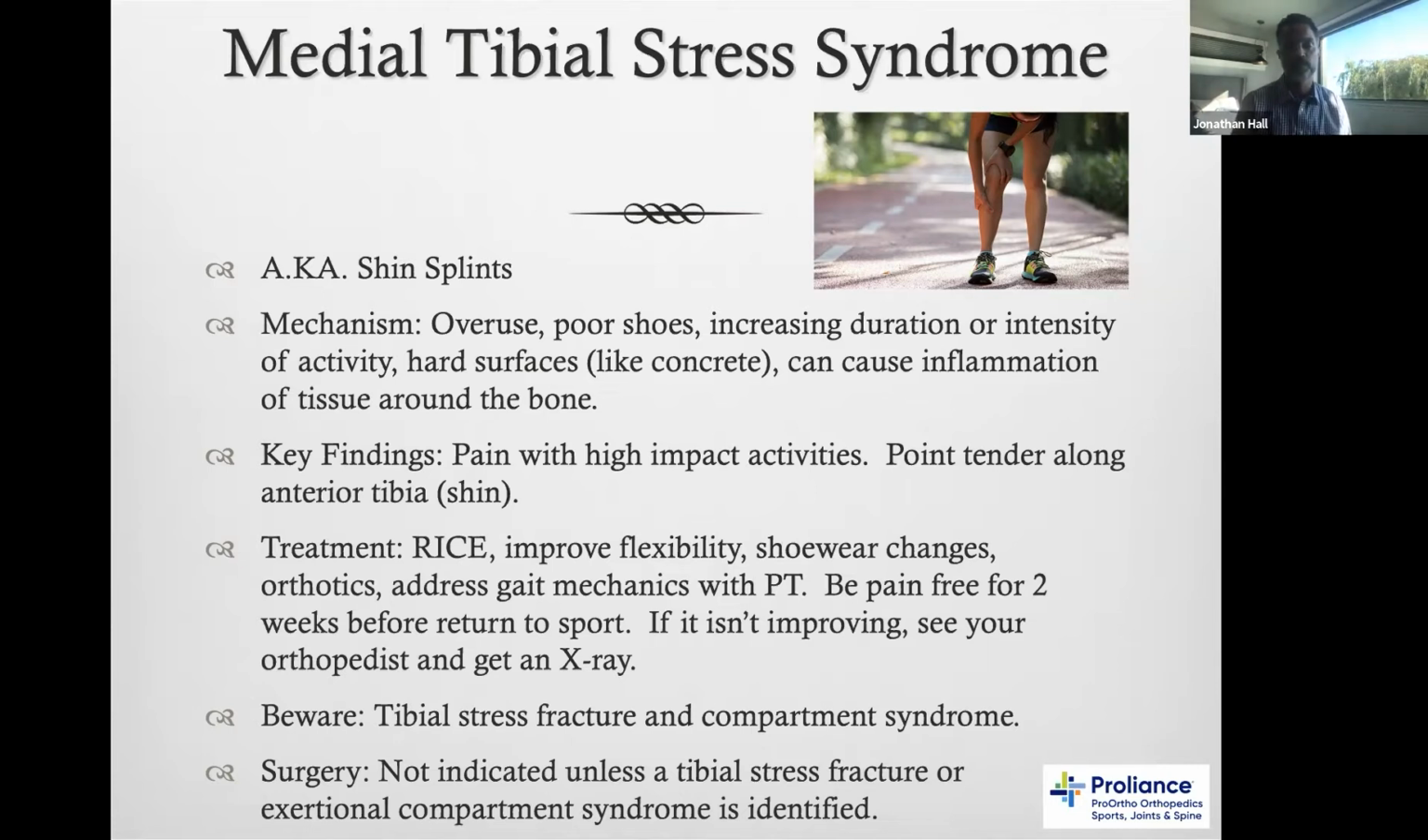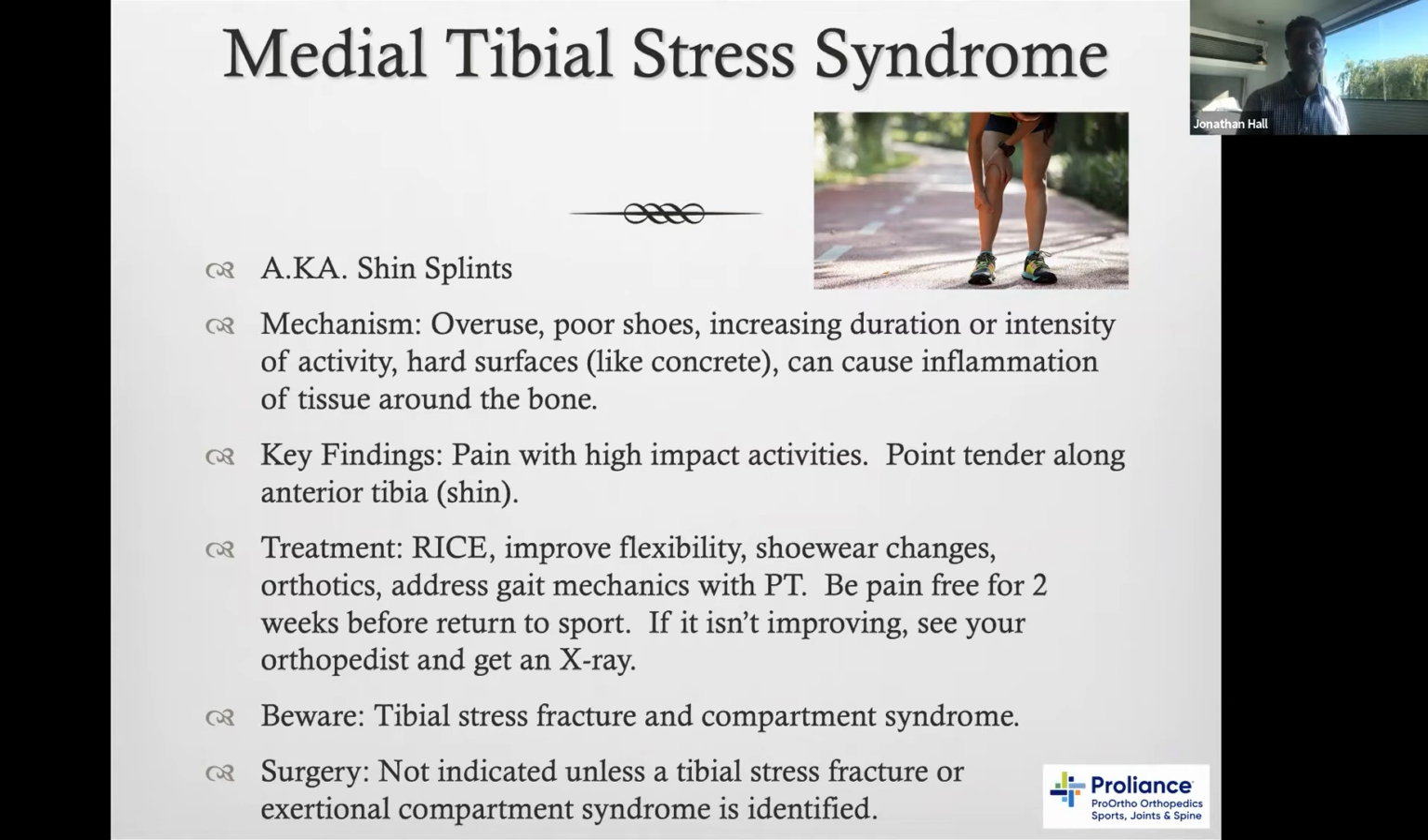So it's treated with rest, ice, compression, elevation, the typical stuff, improving your flexibility to work on any tightness of your musculature, changing out your shoe wear, looking at different orthotics options, working with your physical therapist to address gait mechanics, to see if there's something that you're doing that's placing additional stress with what's called the ground reactive force. So essentially you put your foot down on the ground and the forces that come up through your body, what is your body doing to alleviate those forces? Is it all going right through your tibia because you have stiffness in other areas, et cetera?